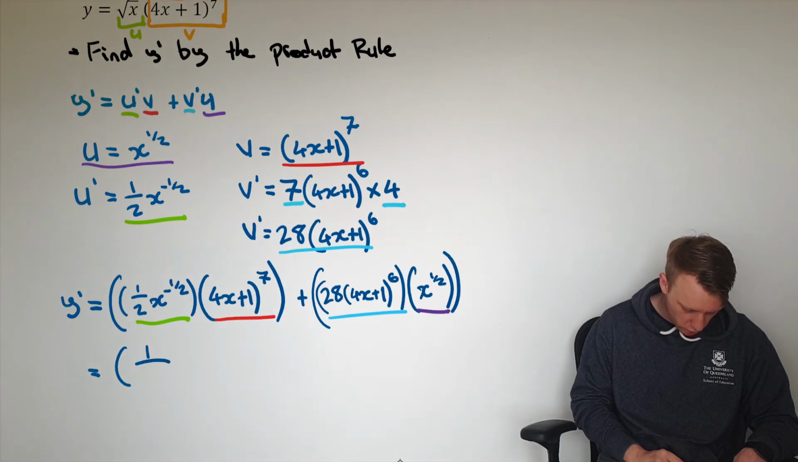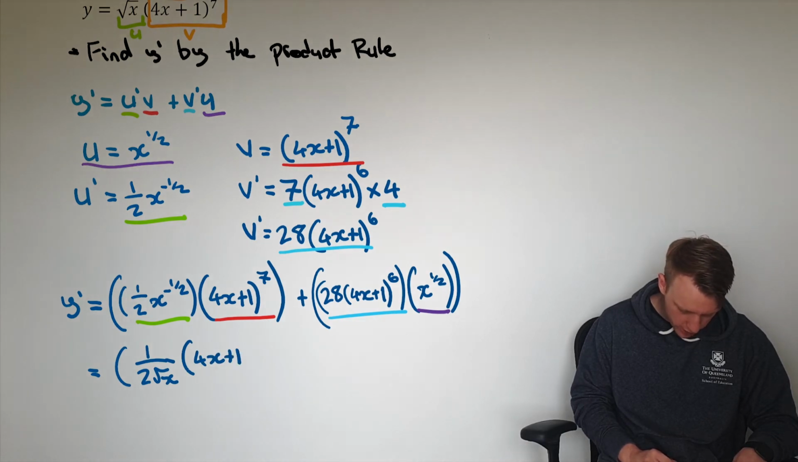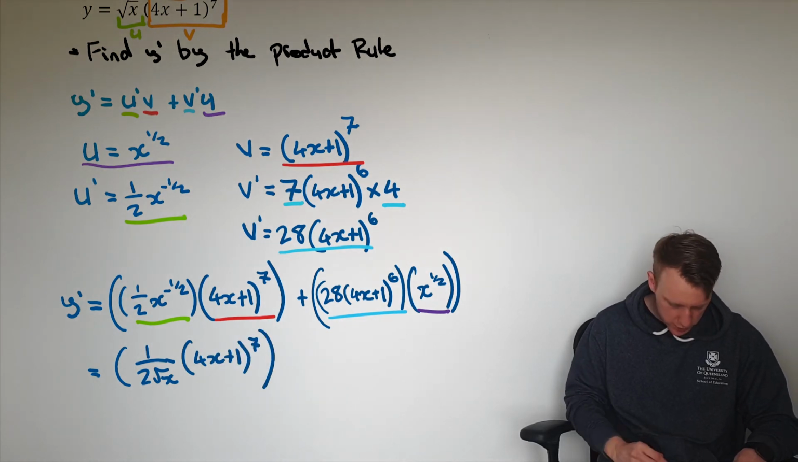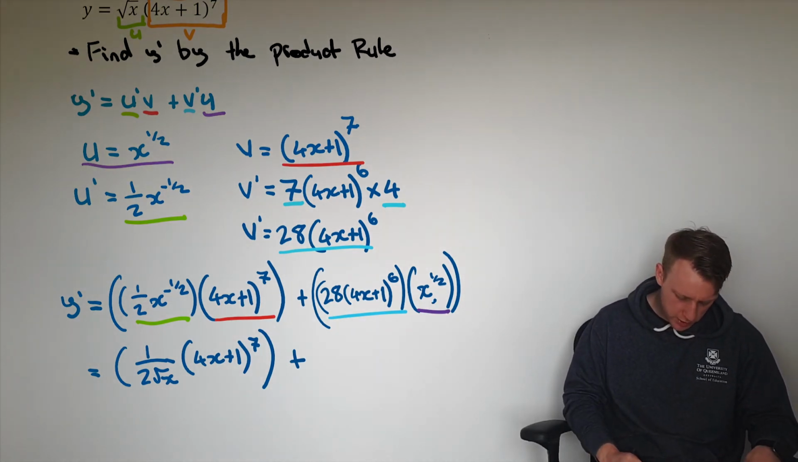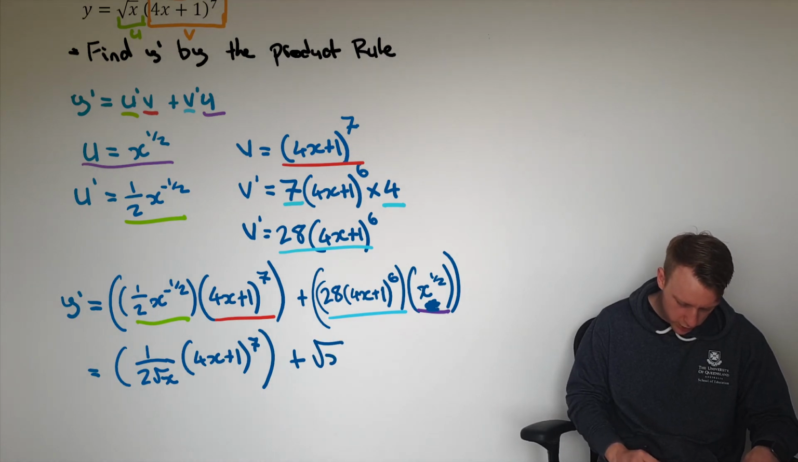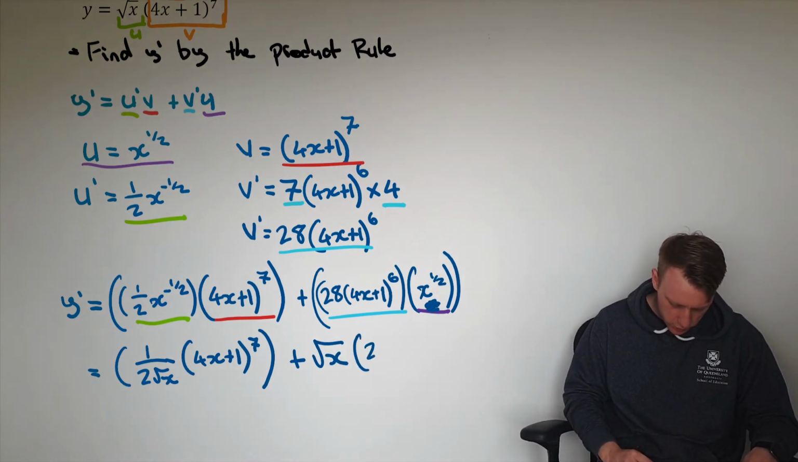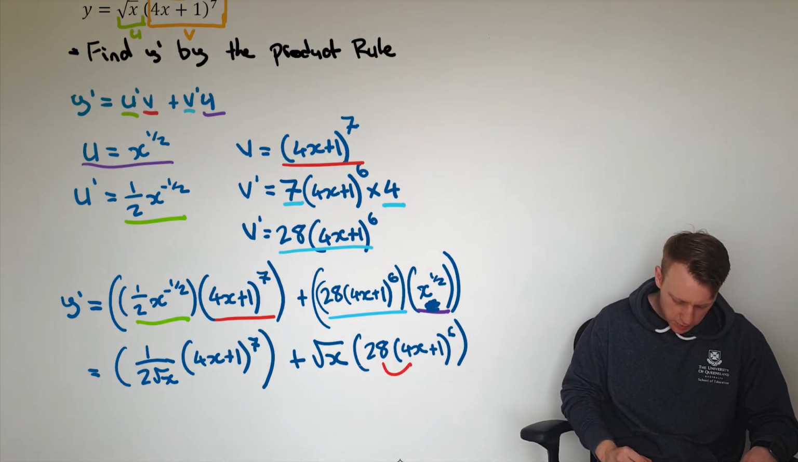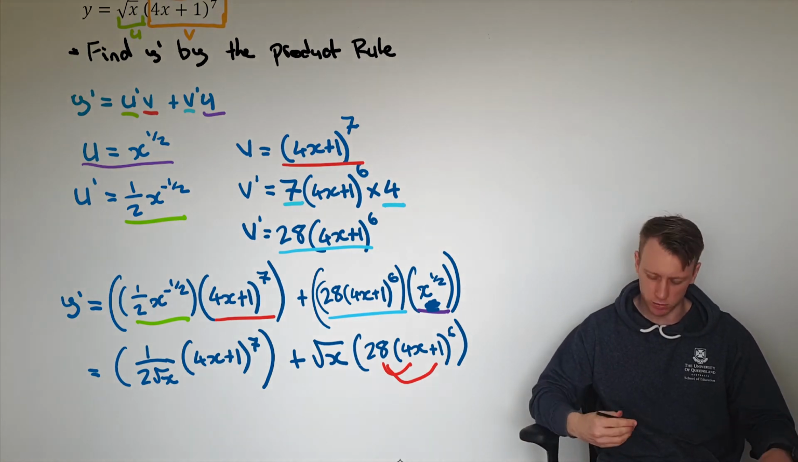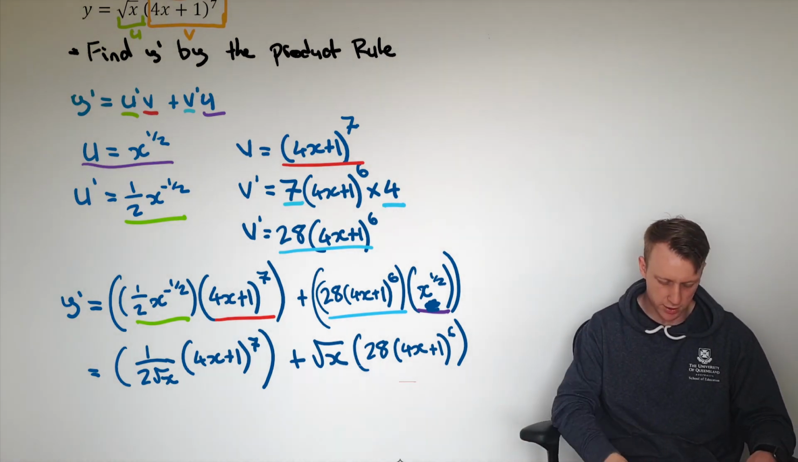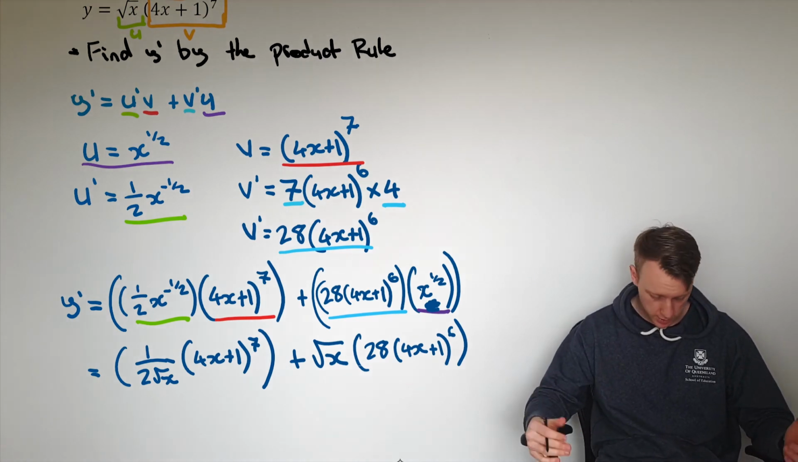This first guy is going to be 1 on 2 root x multiplied by 4x plus 1 to the power of 7. That's that first part there. The second guy here, I'm just going to rearrange. I'm going to bring this square root to the front, so square root of x outside of 28 multiplied by 4x plus 1 to the power of 6. And we can't really do any expanding here with this 28 times 4x plus 28 times 6, because that bracket is raised to the power of 6, and you just can't do that. You'd have to do some binomial expanding. We're not going to do that.